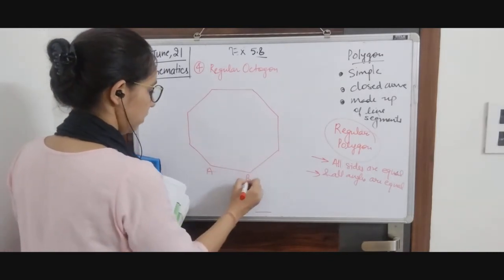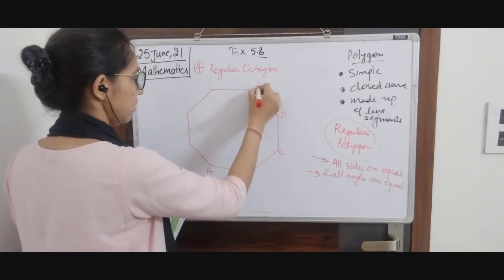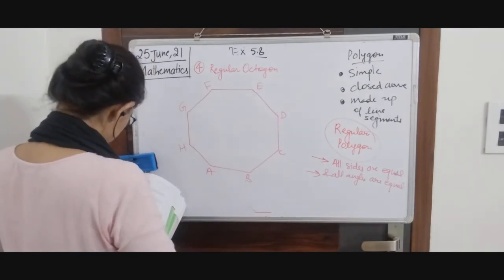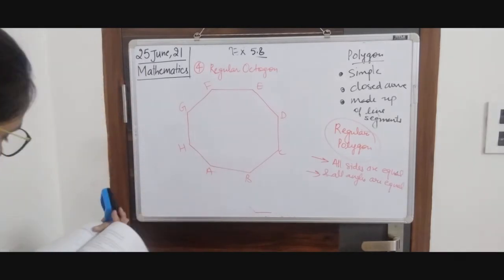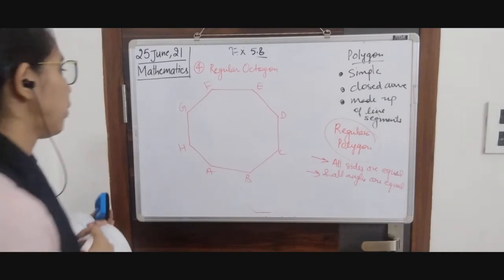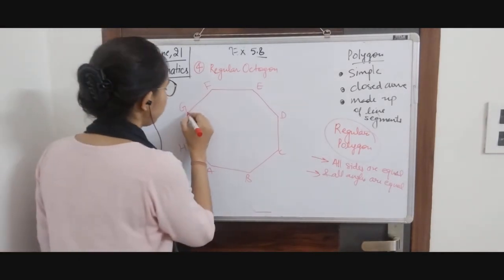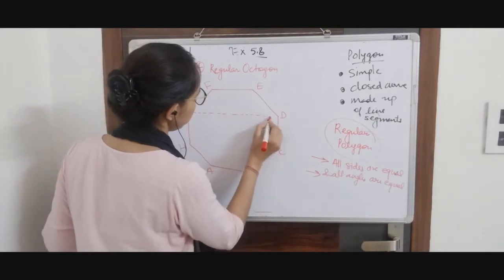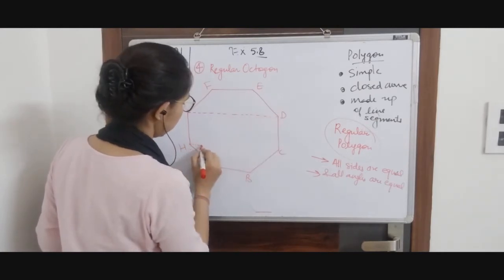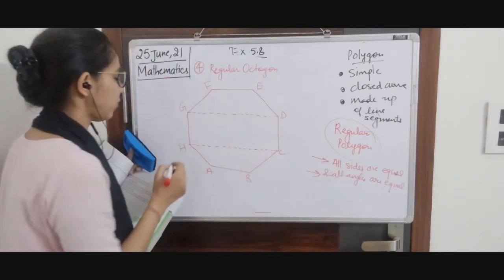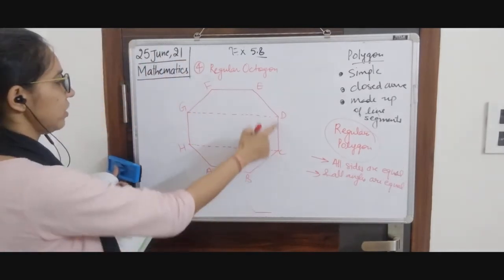A, B, C, D, E, F, G, H. Now, rough sketch is done. Draw a rectangle by joining any 4 vertices of the octagon. We have to draw any 4 vertices. Suppose I am joining GD and HC. And now I am getting a rectangle HCDG.